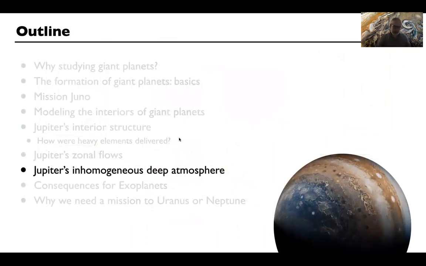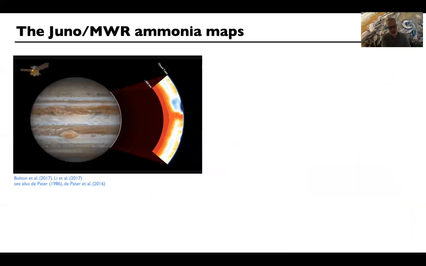Okay, and then the last result from Juno I want to talk to you about, which is very significant, is about Jupiter's inhomogeneous deep atmosphere. And this is something that we found with Juno's microwave radiometer. This is a picture showing Jupiter, this small tiny layer which is expanded on the right here, which shows a map of ammonia abundance. Blue is very low abundance, red is high abundance.